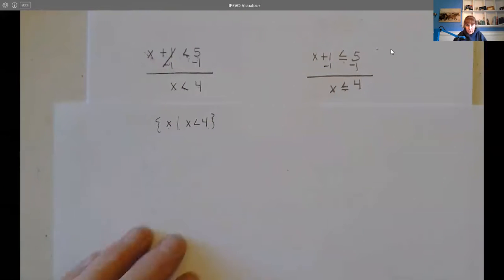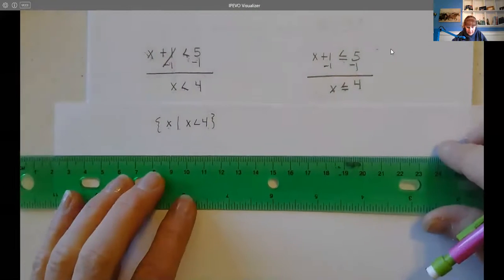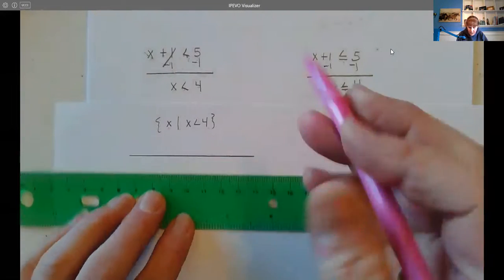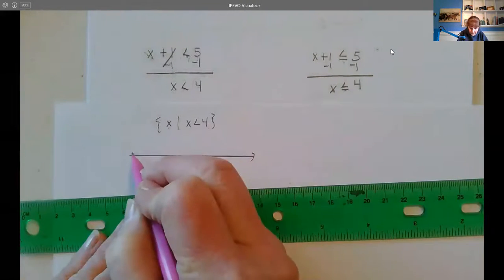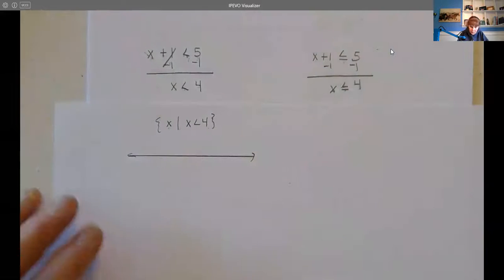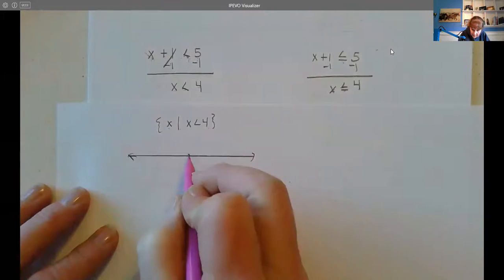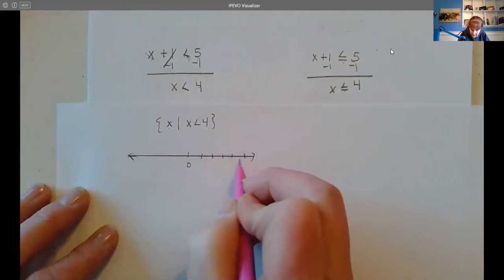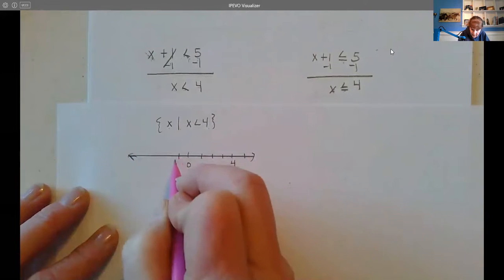Graphically, how would you do this graphically? Well, I'm going to draw a number line here, and we're going to represent this on a number line. And again, these are just one variable. I didn't draw it very big. 1, 2, 3, 4, 5. There's our 4.